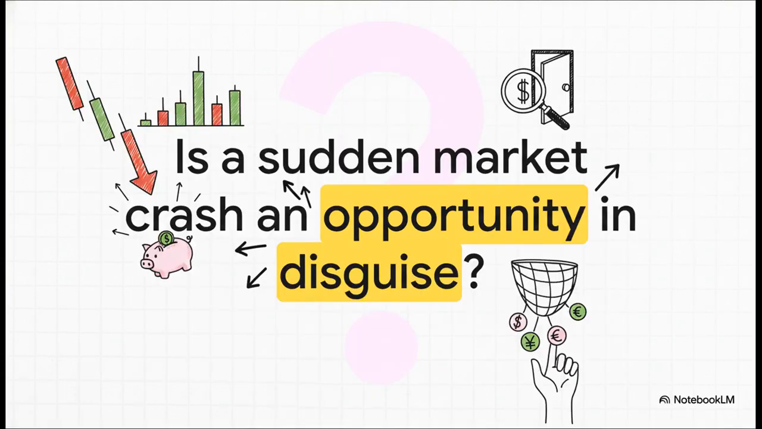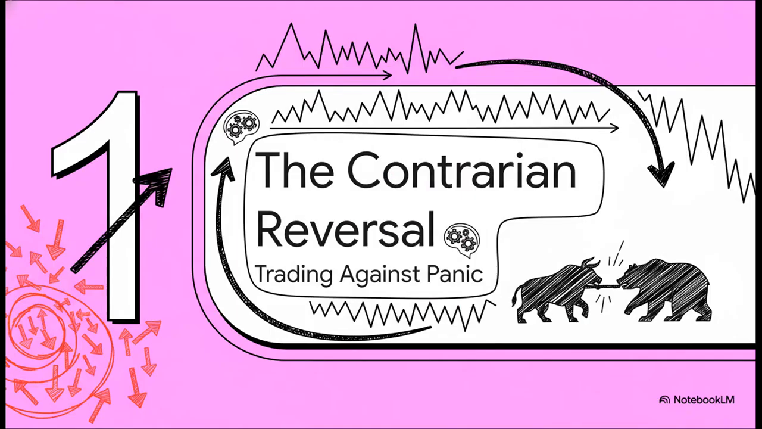Okay, so let me ask you something. When you see a price chart just suddenly nosedive, what's your first reaction? Do you see a total disaster, or do you maybe see an opportunity hidden in there? Because the strategy we're unpacking today, it's all about seeing that opportunity. We are talking about the contrarian reversal.